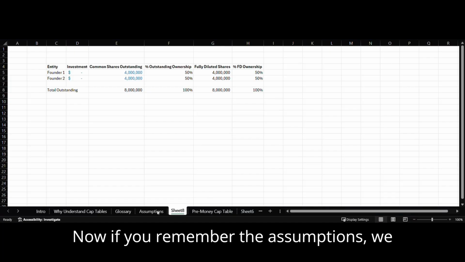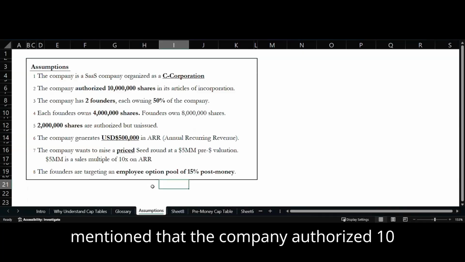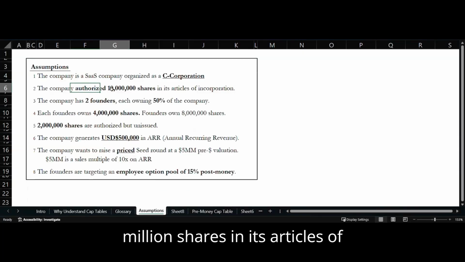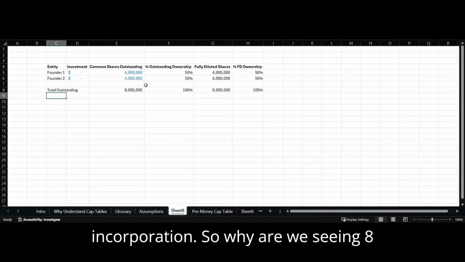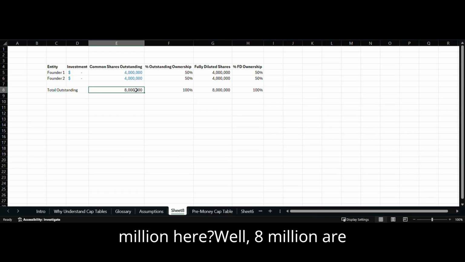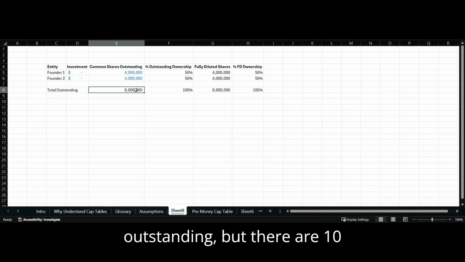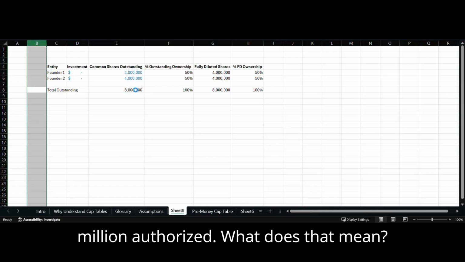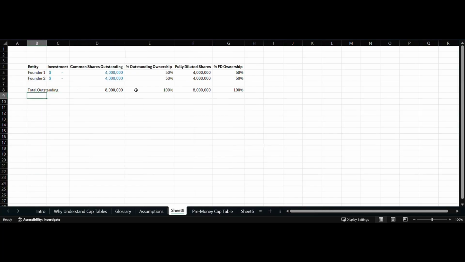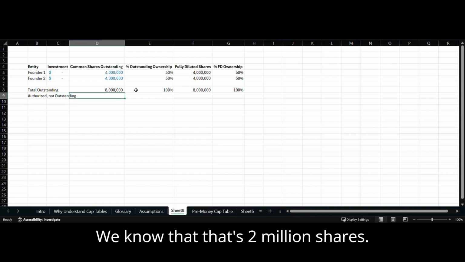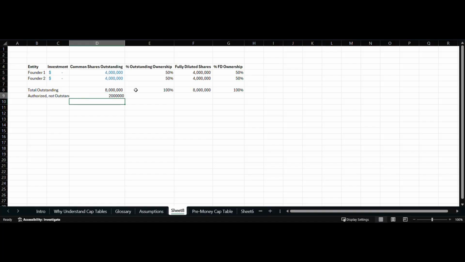Now, if you remember the assumptions, we mentioned that the company authorized 10 million shares in its articles of incorporation. So why are we seeing 8 million here? Well, 8 million are outstanding, but there are 10 million authorized. So what does that mean? So we're going to write authorized, not outstanding shares here. And we know that that's 2 million shares.